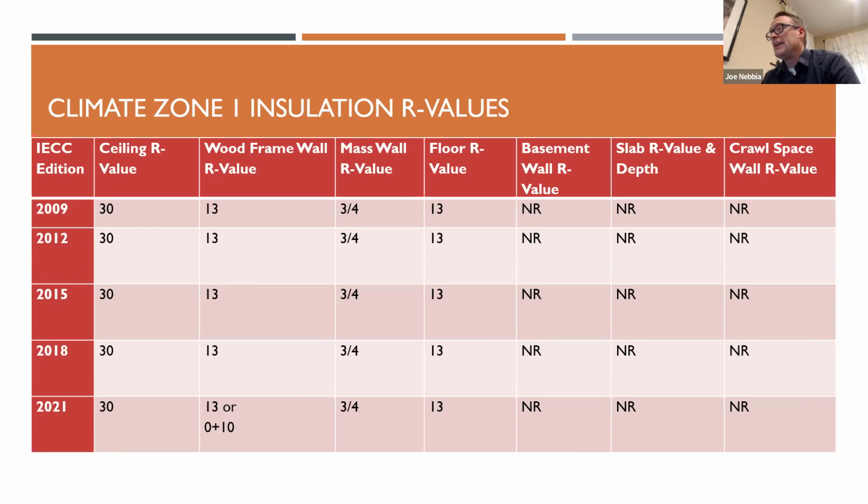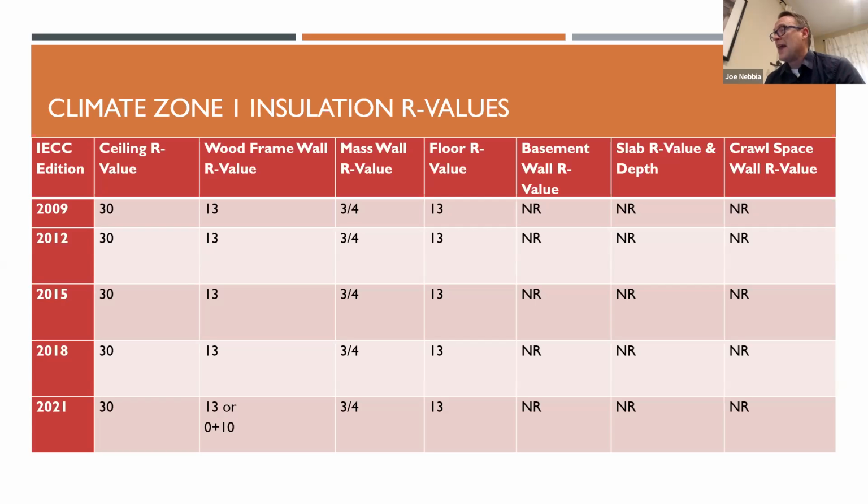And 2021 IECC added another option, which is a 0 plus 10. And when the code for the wall says 0 plus 10, that means R0 is in the cavity, nothing in the cavity, and R10 continuous exterior insulation. So that's probably going to be like a rigid foam or something like that. So the code now specifically calls out that R10 as another compliance option if you don't want to do cavity insulation, even though you've got a wood framed wall.